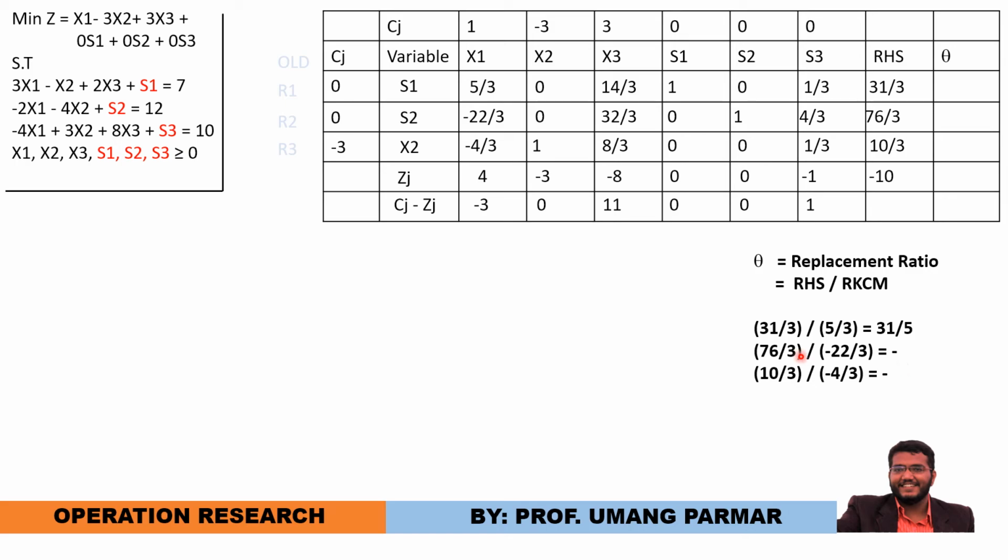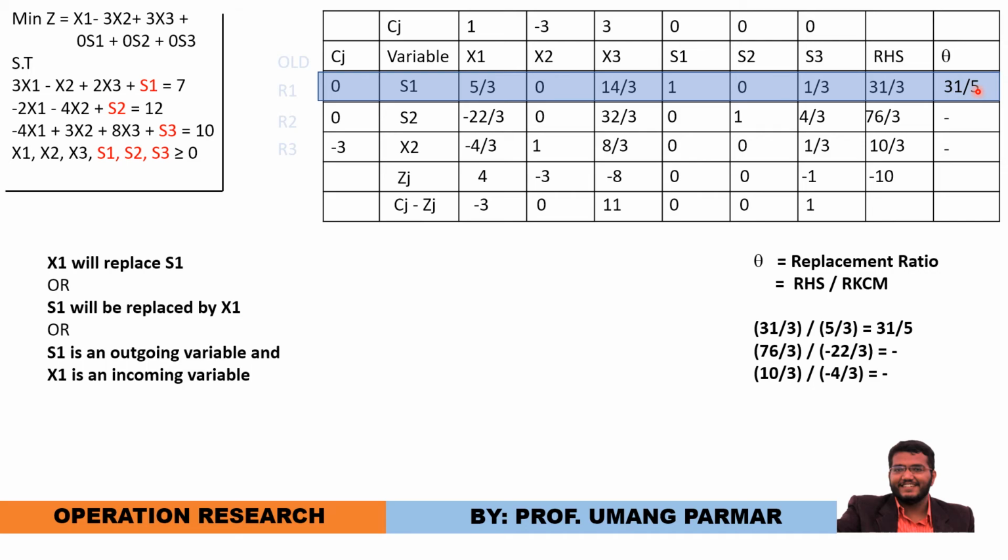Why dash? Because these values are negative. We don't need to consider these negative values. So we are simply considering the positive value. So we are getting this 31 by 5 and the other two as dash and dash, and we are mentioning these values here. So we have only one value. So our S1 row becomes our key row. So this is my key row. Now this is my key column and this is my key row. From that I can say that X1 will replace S1.